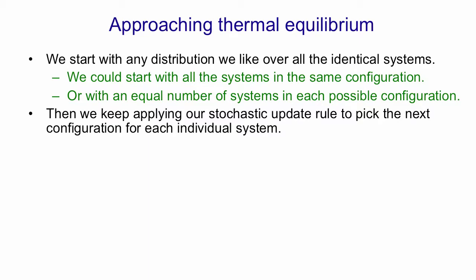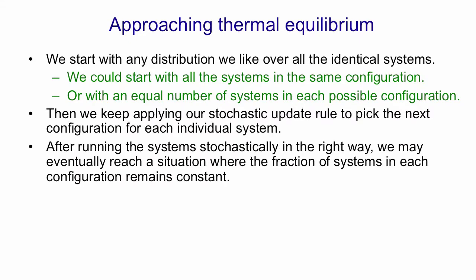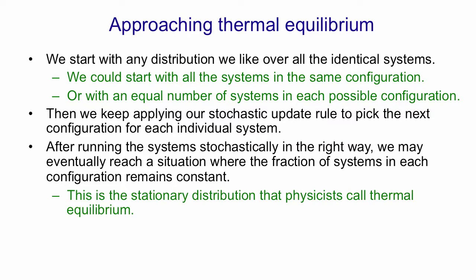And then we're going to keep applying our stochastic update rule, which in the case of a stochastic Hopfield net would mean you pick a unit and you look at its energy gap and you make a random decision based on that energy gap about whether to turn it on or turn it off. Then you go and pick another unit and so on. We keep applying that stochastic rule, and after we've run the system stochastically in this way, we may eventually reach a situation where the fraction of the systems in each configuration remains constant. In fact, that's what will happen if we have symmetric connections. That's the stationary distribution that physicists call thermal equilibrium.